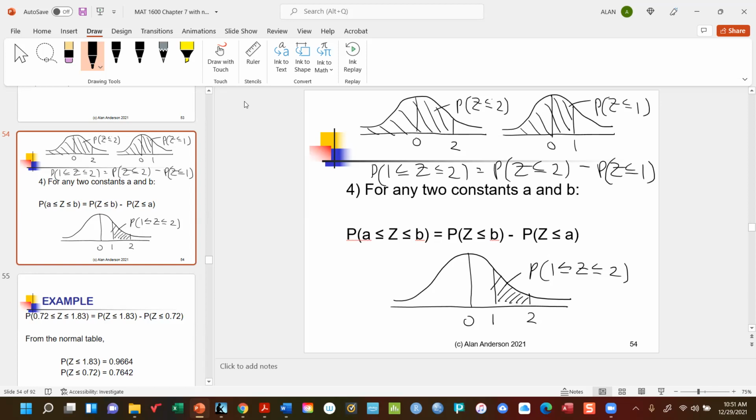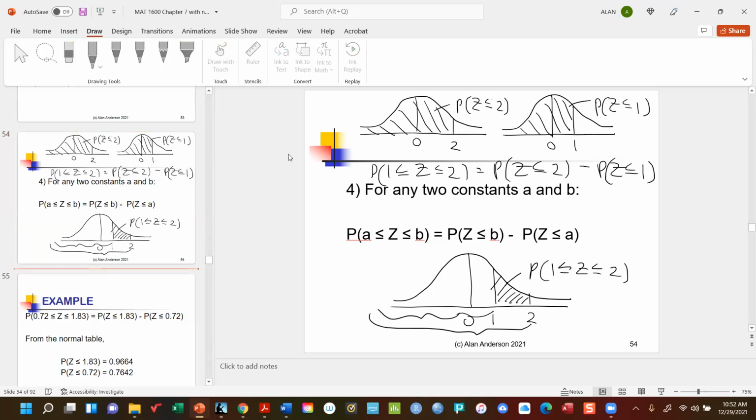I don't know if this graph is helping or not. From down here, in other words, you're taking this probability and you're subtracting this one, so that what's left over is the piece that you actually need. And of course, these two probabilities are cumulative probabilities. We can easily look them up in the tables. So why don't we do that right now?